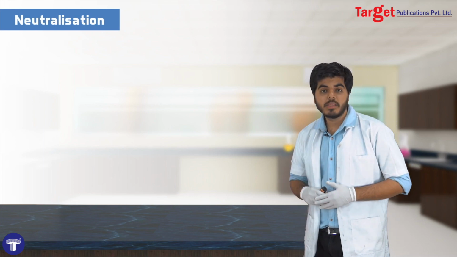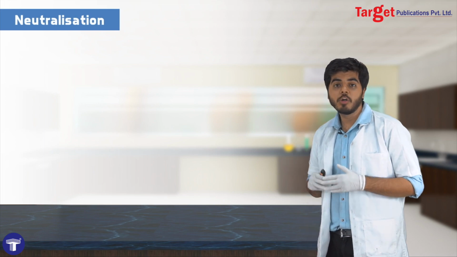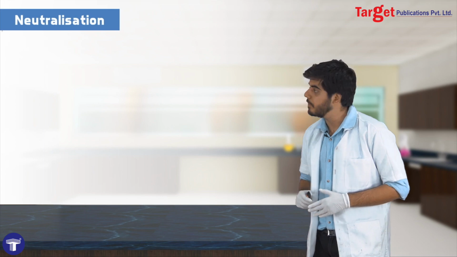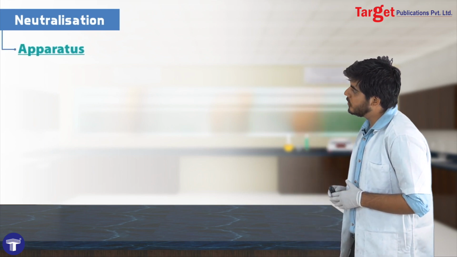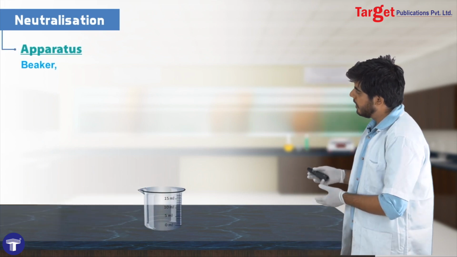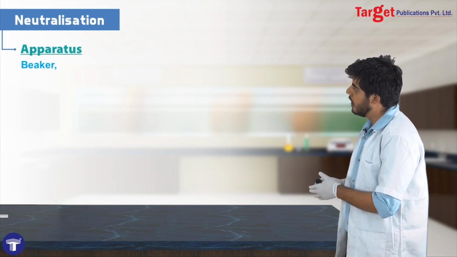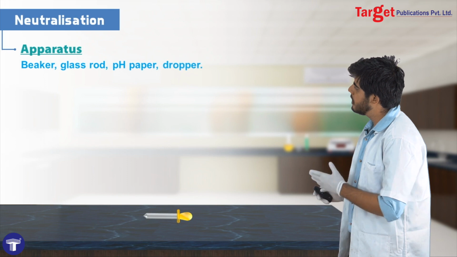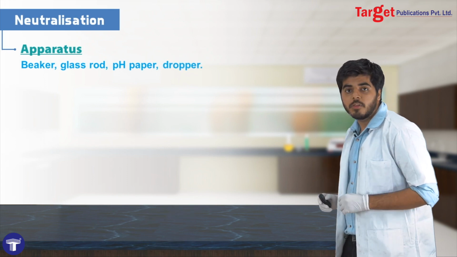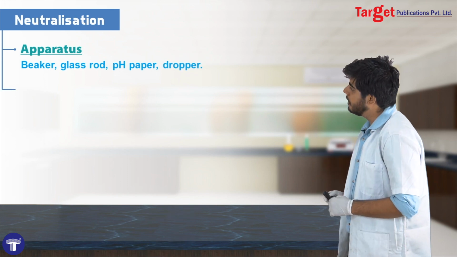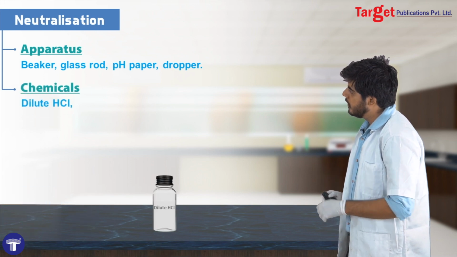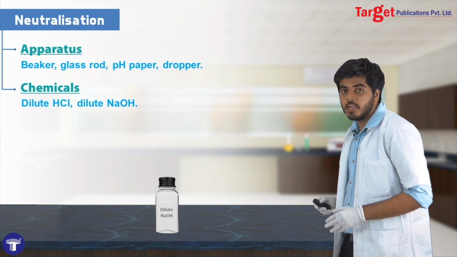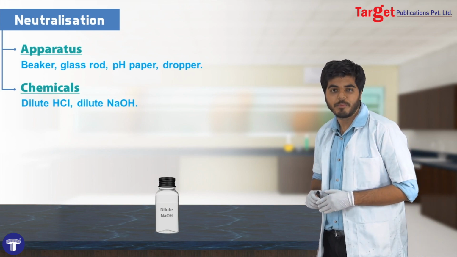So let us begin with our experiment and let us see what all are the apparatus and the chemicals which we require for the experiment. So the apparatus which we require are beaker, glass rod, pH paper and dropper. Now the chemicals which we require are dilute HCl, dilute NaOH. Now let us start with the experiment.